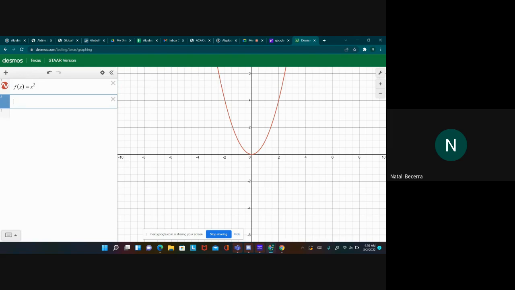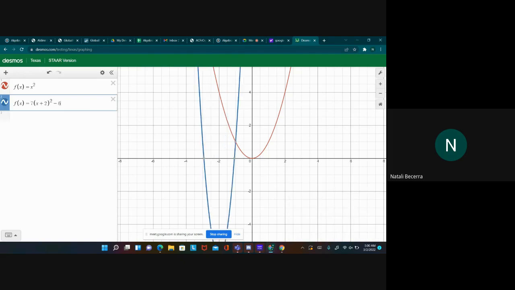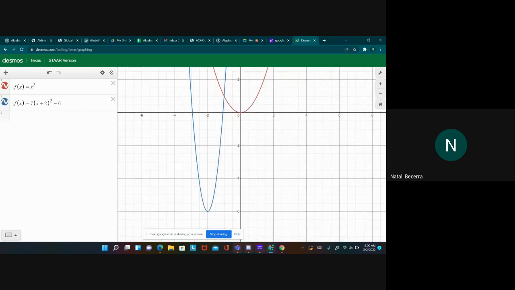Now you type in your answer choices. So I'm going to type in the first one. f of x equals 7 parentheses x plus 2 squared. Oh, and then I forgot something. Minus 6. So did that one move 2 units to the left? Well, let's look at the vertex. You always want to look at the vertex here. Okay.